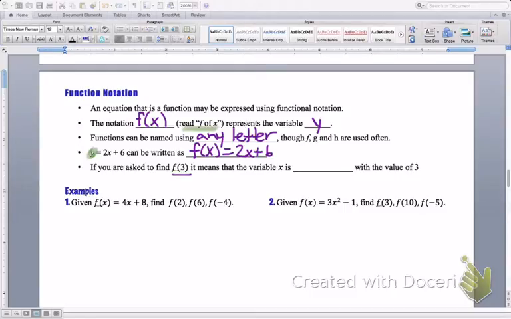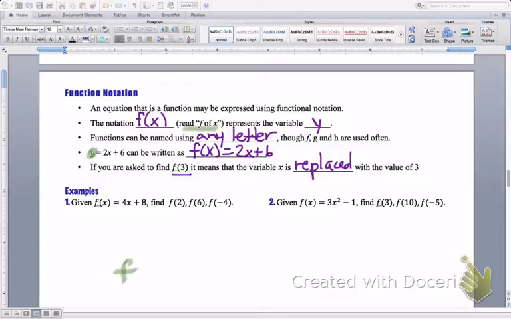So if you're asked to find f of 3, it means that the variable x is replaced with the value of 3. So instead of f of x here, notice that the 3 is in the spot of the x value. So f of 3 in this case would be replaced with the value of 3. The x changes, or substitutes, a 3. So instead of me saying evaluate the function f at x is equal to 3, I can just say f of 3, which is a lot faster.